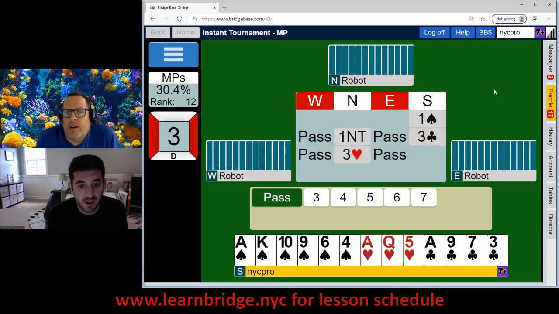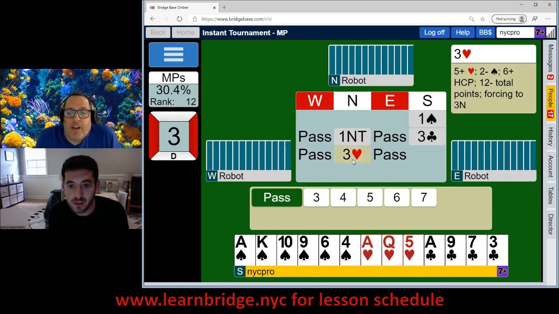And now we see 3 hearts. That's interesting. So what is 3 hearts? It's natural 5 plus. Wow. So we have an amazing hand facing 5 hearts.